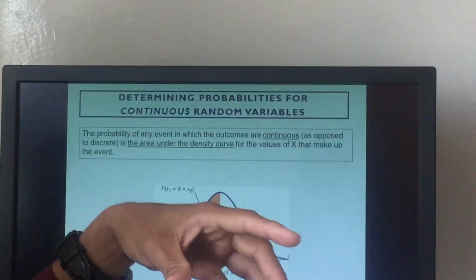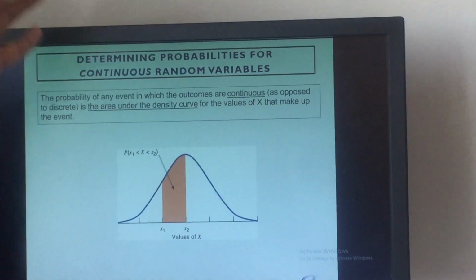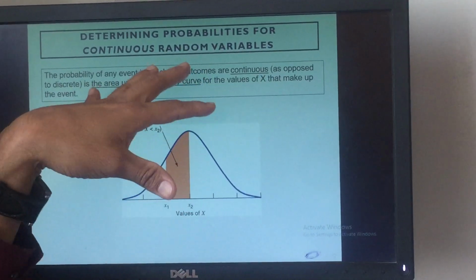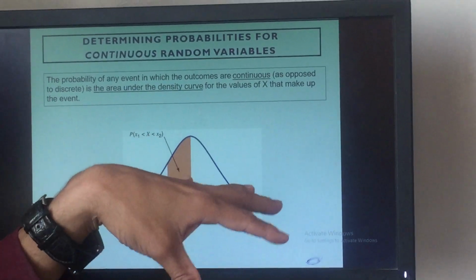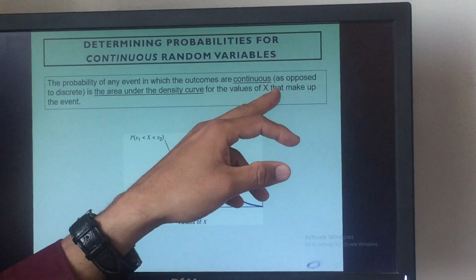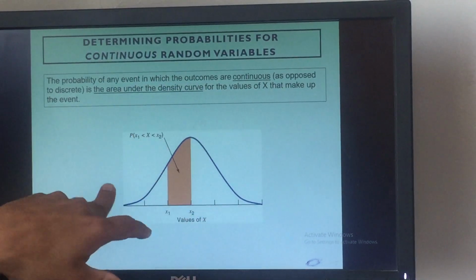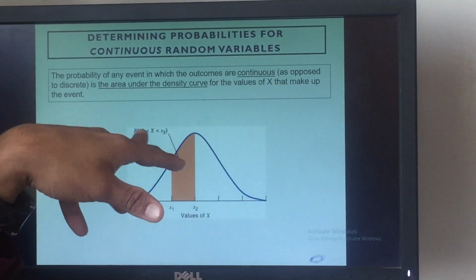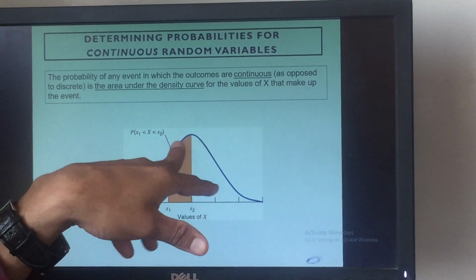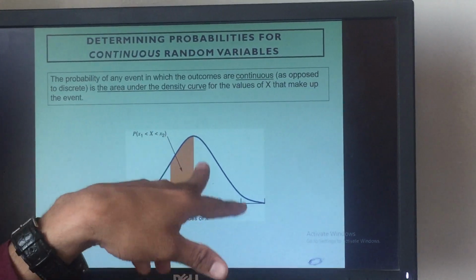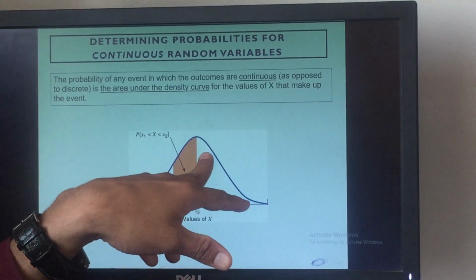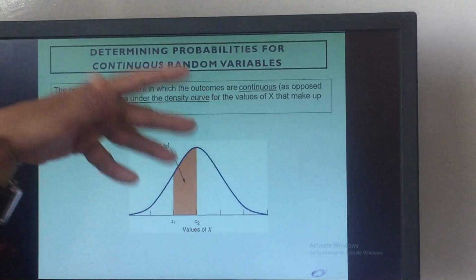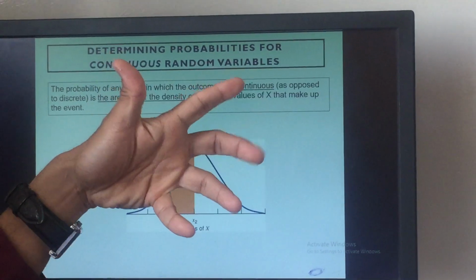Now, determining probability for continuous random variables: the probability of an event in which the outcomes are continuous is the area under the density curve for the values of x that make up the event. This is a density curve, and we focus between x1 and x2, and this shaded area is the area under the density curve. So for a continuous random variable, we find the area under the density curve.